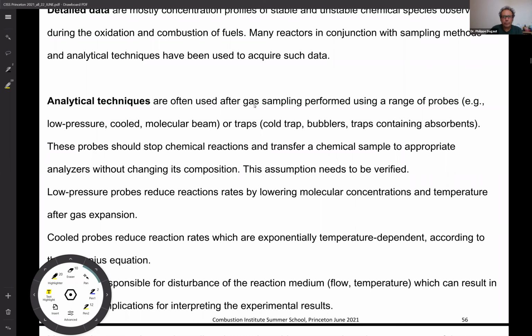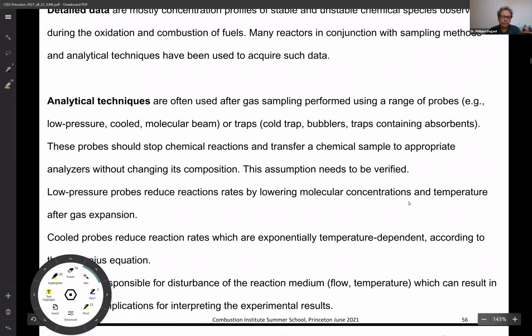These probes should stop chemical reactions and transfer a chemical sample to appropriate analyzers without changing its composition. These assumptions need to be verified anyway. So low pressure probes reduce reaction rates by lowering molecular concentration and temperature after gas expansion. We've seen yesterday that the rate is proportional to the rate constant multiplied by the concentration of the reactants. So the molecular concentration of reactants will be reduced when you reduce the pressure. Therefore, the reaction will slow down.